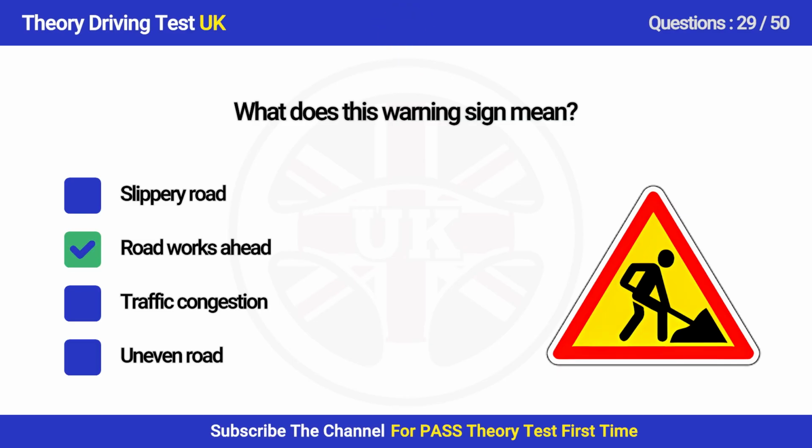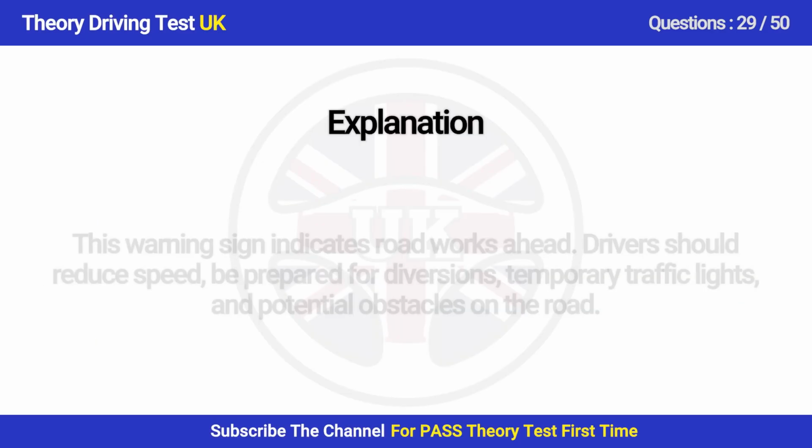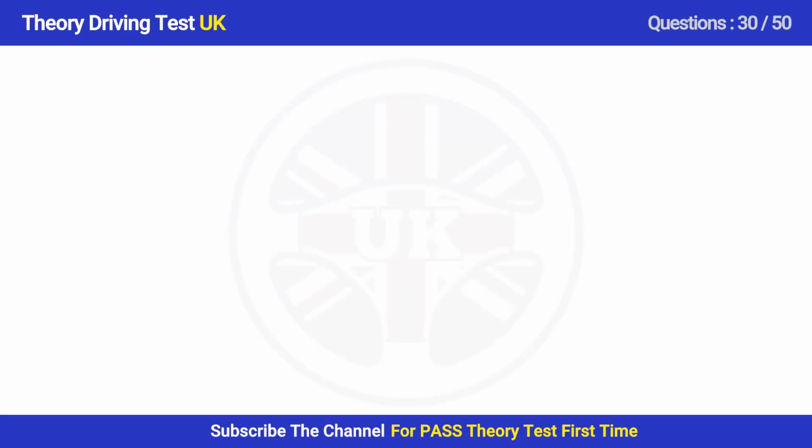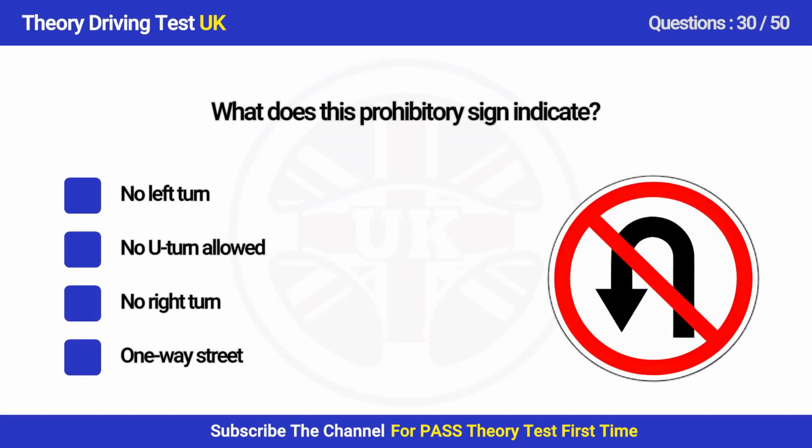Answer is B. Road works ahead. This warning sign indicates road works ahead. Drivers should reduce speed, be prepared for diversions, temporary traffic lights, and potential obstacles on the road. Question 30. What does this prohibitory sign indicate?